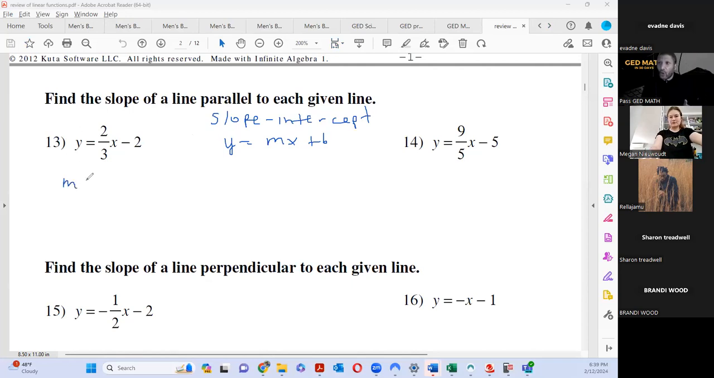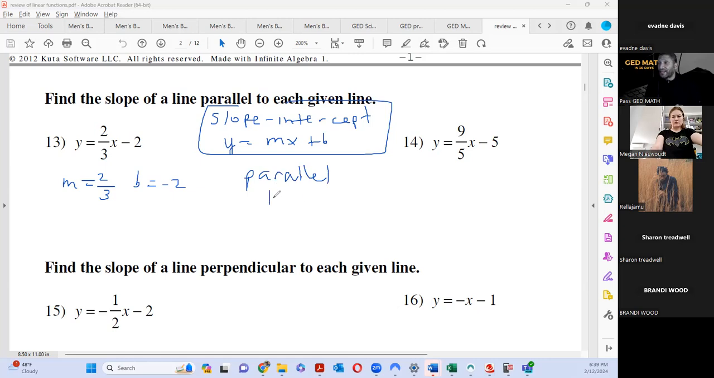So we said the slope of this line is 2/3. We said the y-intercept is -2. Now, what did we say about parallel lines? We said parallel lines have the same slope.